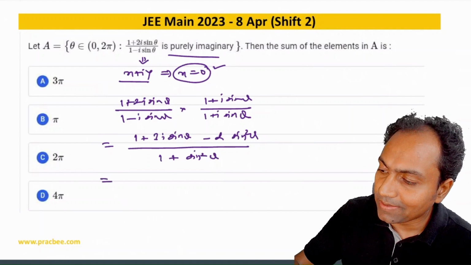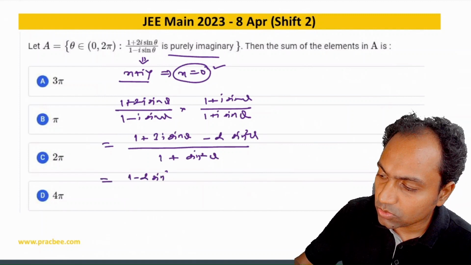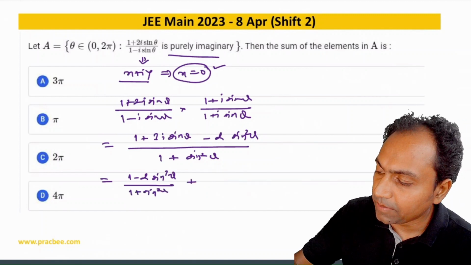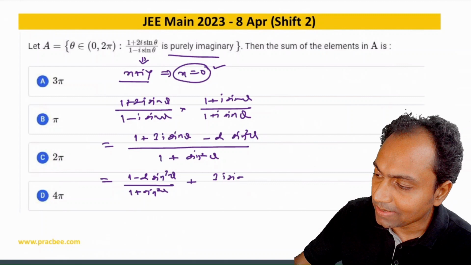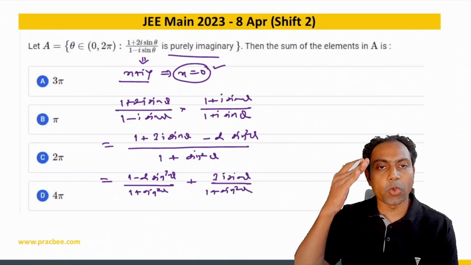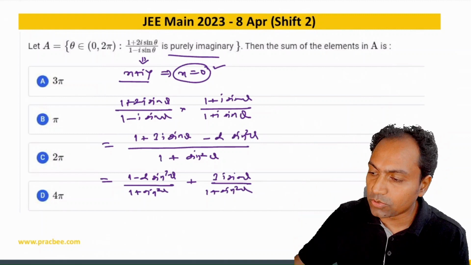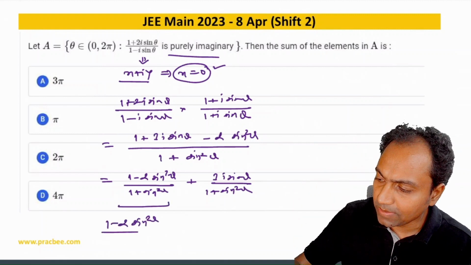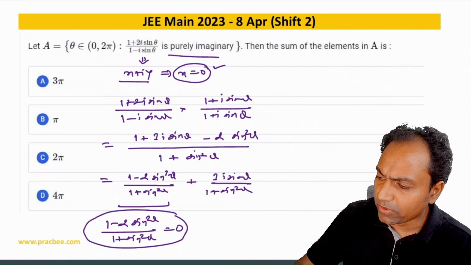Now we can see that the real part comes out to be 1 minus 2 sine square theta by 1 plus sine square theta, and the imaginary part becomes 3i sine theta by 1 plus sine square theta. You can see that since it is purely imaginary, the real part will be equal to 0. So this part should be equal to 0. So what we are getting is 1 minus 2 sine square theta by 1 plus sine square theta equal to 0.